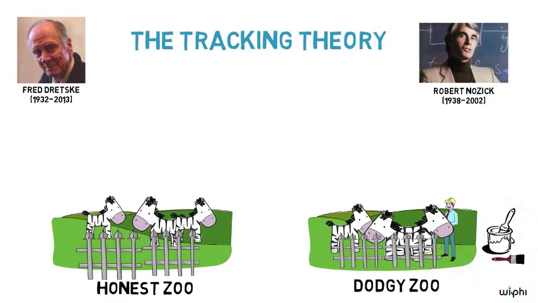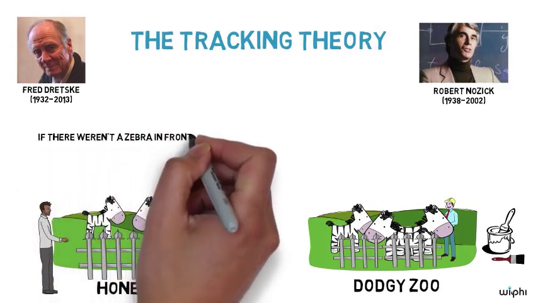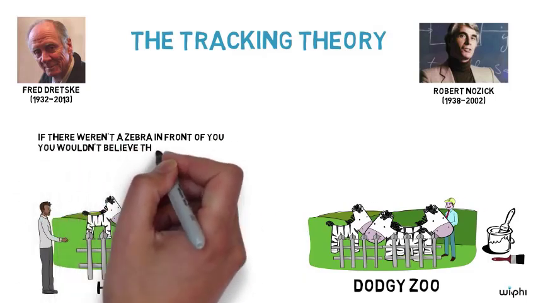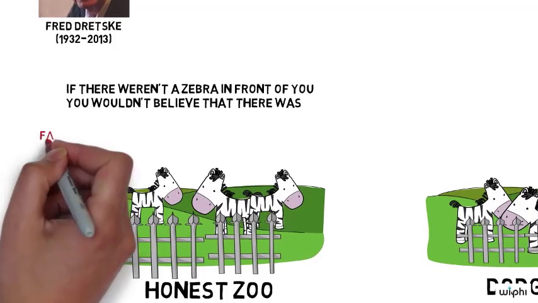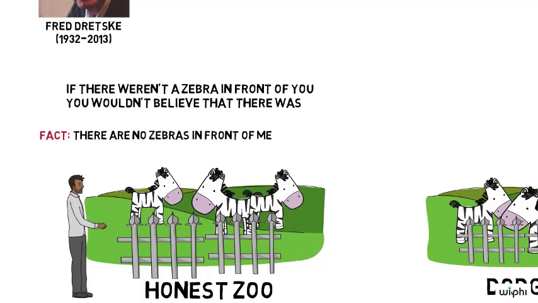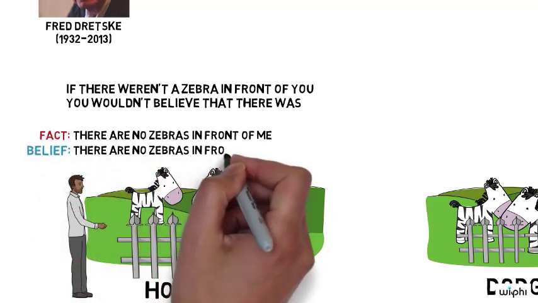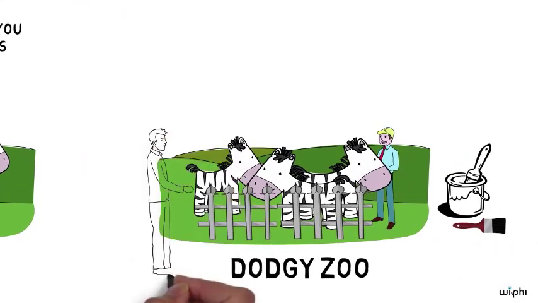Well, here's one important difference. In the honest zoo, the following conditional seems true. If there weren't a zebra in front of you, you wouldn't believe that there was. Think about it for a minute. There are no fake zebras in an honest zoo. So in an honest zoo, if you weren't looking at a zebra, you wouldn't mistakenly think that you were looking at a zebra. There wouldn't be any fake zebras running around to mislead you about what animal you were seeing.